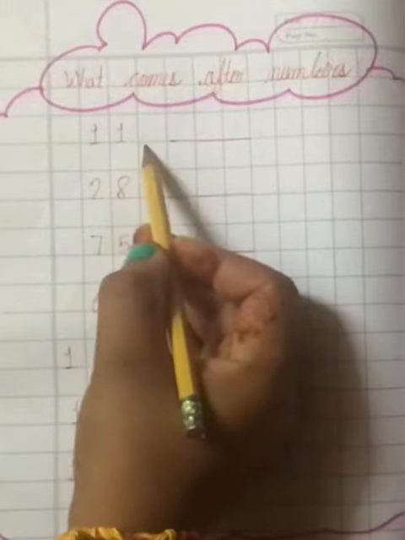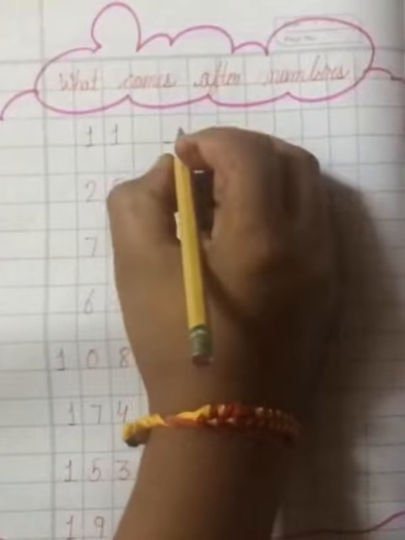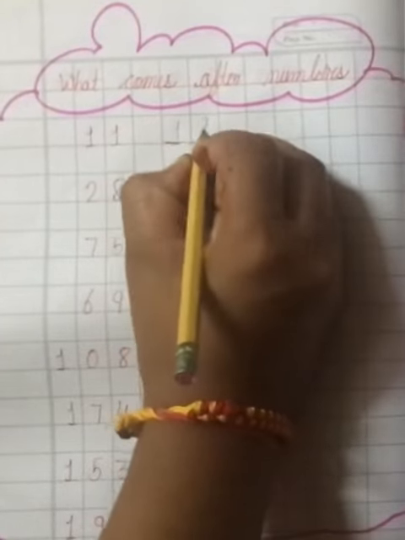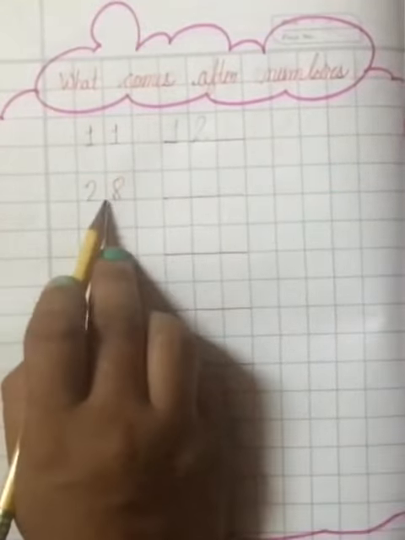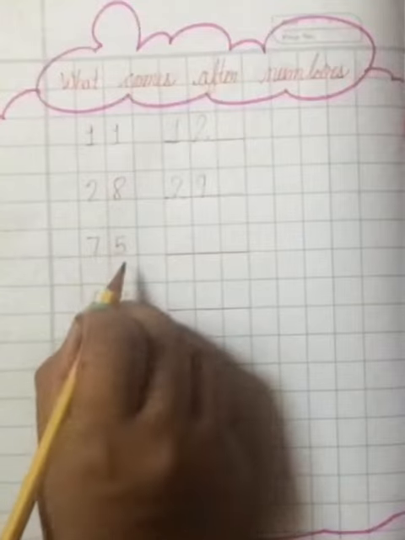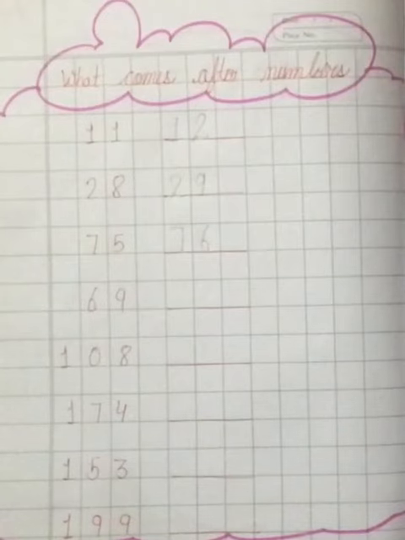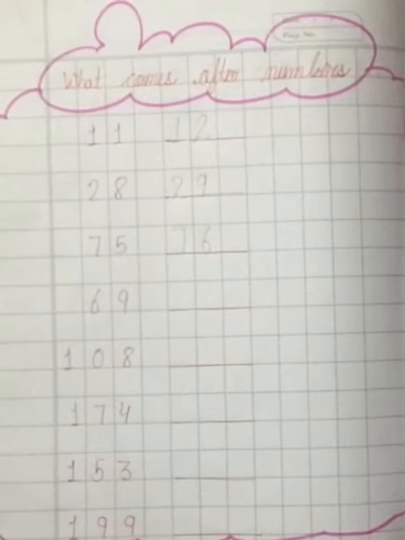This is 11. So what comes after 11, students? 12. So write down 12. And this is 28. So what comes after 28? 29. And this is 75. So what comes after 75? 76. Okay students, do the same in your notebook, and also practice what comes after number.